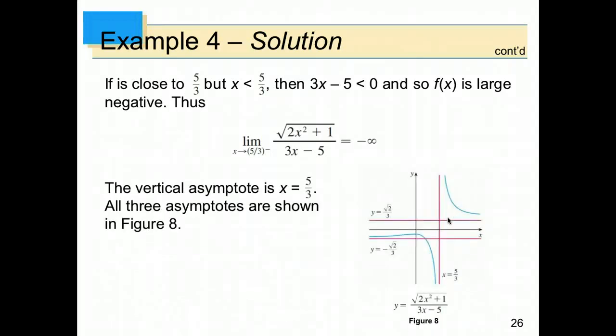Therefore, here's what we're looking at. Notice on the left-hand side of 5/3, like we said, we're going to negative infinity. Over on the right-hand side, we're going to positive infinity. And then we have those two horizontal asymptotes at positive and negative y equals radical 2 over 3. So that's limits at infinity.